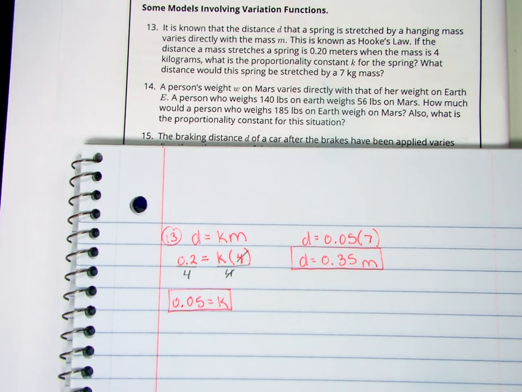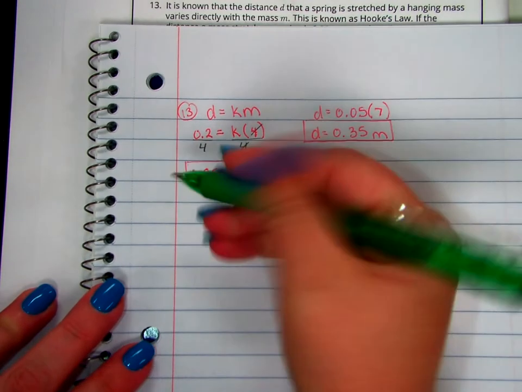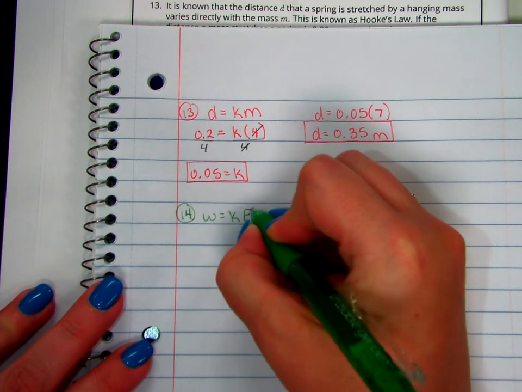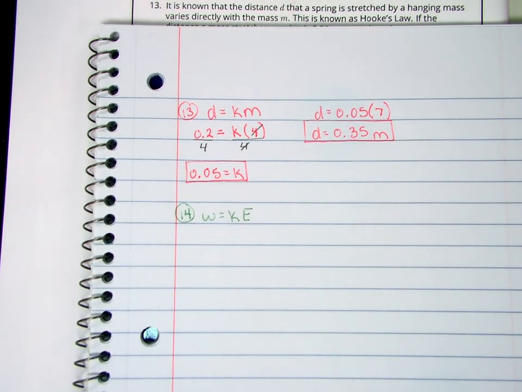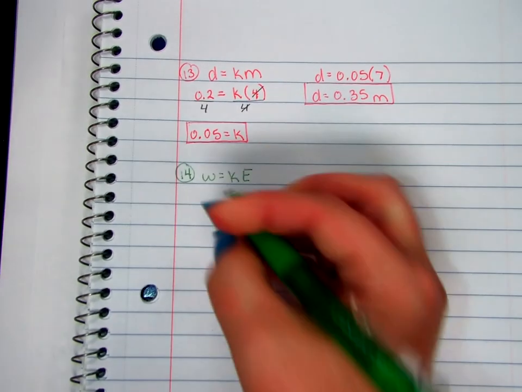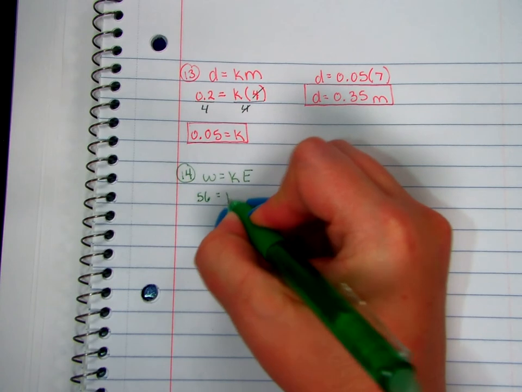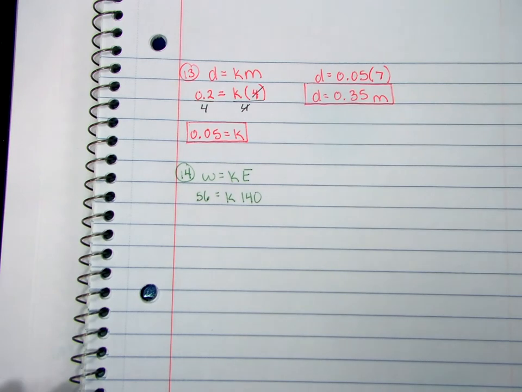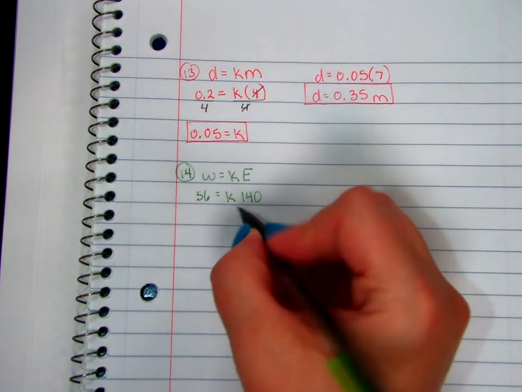Okay? A person's weight on Mars varies directly with their weight on Earth, E. So we're using W for weight on Mars. I would probably use an M, but they're using W. W for weight on Mars varies directly with weight on Earth, E. So the weight on Mars, W, varies directly with the weight on Earth, E. Everybody good? Okay. A person who weighs 140 pounds on Earth weighs 56 pounds on Mars. So on Mars, they're 56 pounds. On Earth, they're 140 pounds.